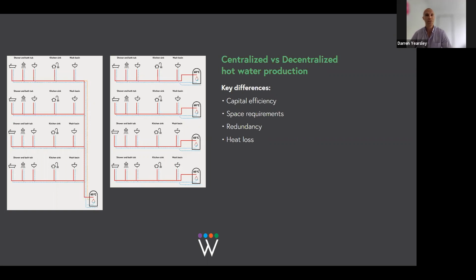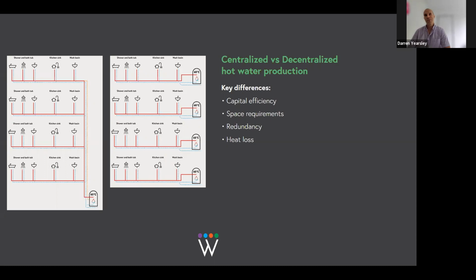It's the most similar to a typical house, and we see it quite commonly in smaller apartment buildings. Typically, as the building goes above about 20 apartments, systems tend to move towards centralized, and centralized is seen on the left. So centralized hot water is where we produce all of the hot water in a centralized plant room, and then we distribute it through the building to then feed each bathroom within the building.